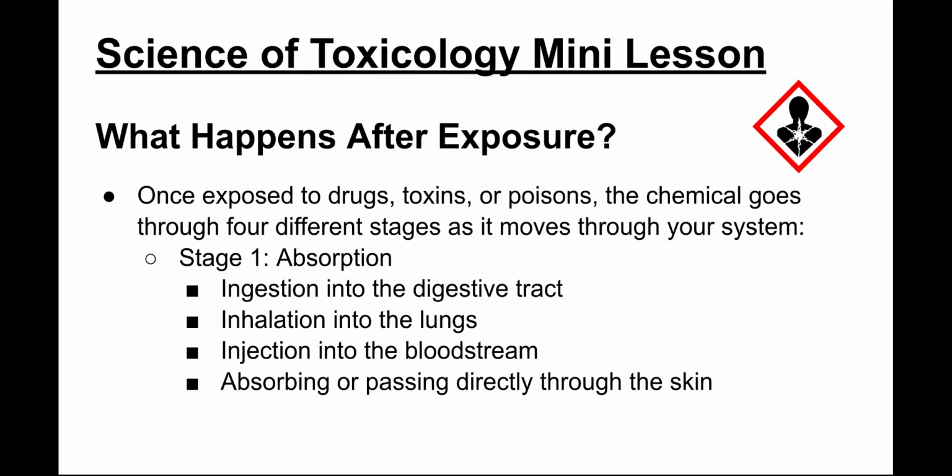This is the mini lesson on the science of toxicology. Once you've been exposed to a drug, toxin, or poison, that substance is going to go through four different stages as it moves through your system. The first stage is absorption.